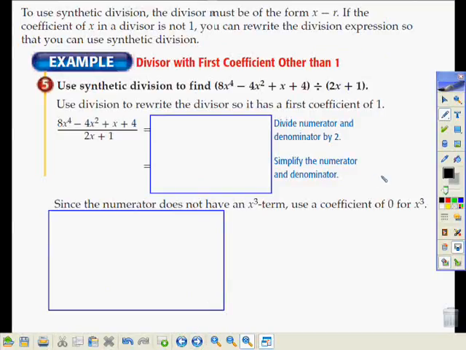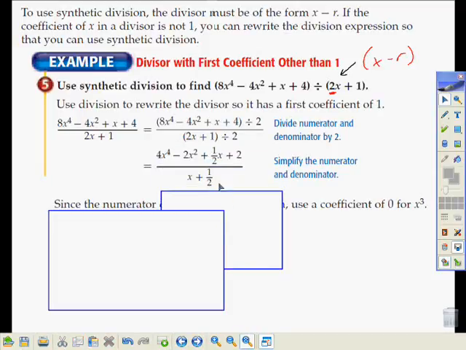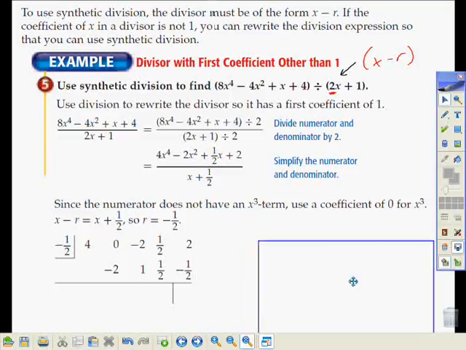Okay, now one other thing, I said that this has to be x minus r. But in this case, we have something else in front of x. We have a 2 there. We can't do that. So this is what we're going to do when that happens. We're going to divide everything by 2. And by doing that, we're going to get an x on the bottom. Now, we will also get a fraction there of 1/2. On top, we also have to divide everything, 8 divided by 2, 4 divided by 2. Here we're going to get another 1/2, and then 2.